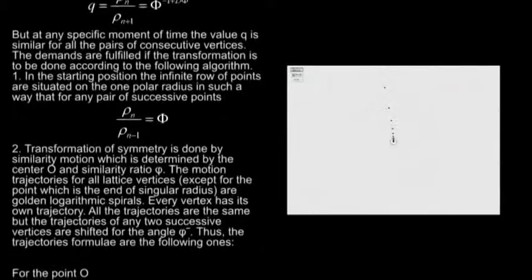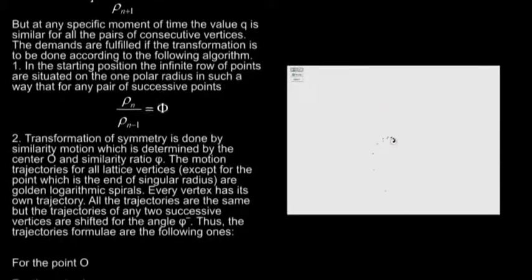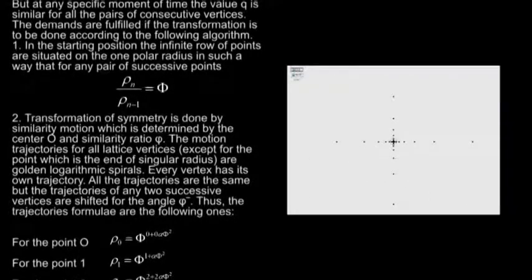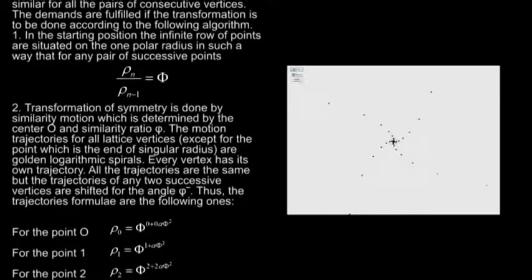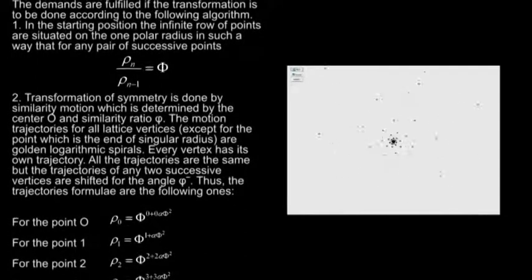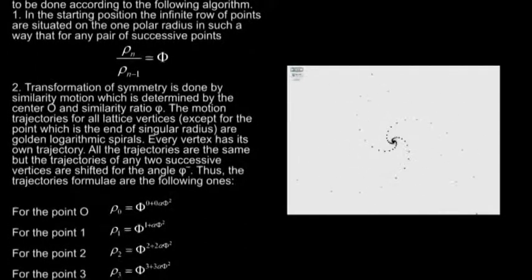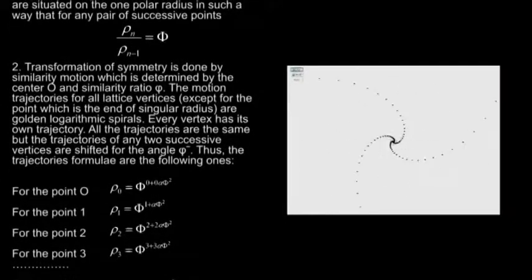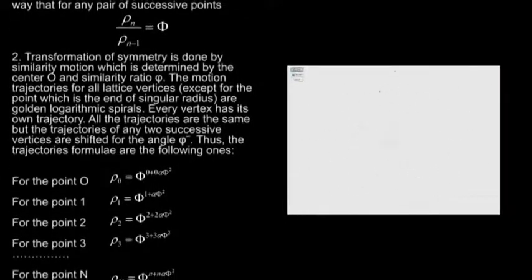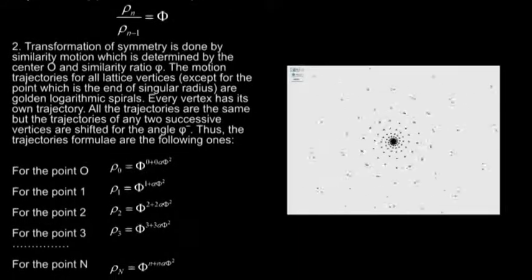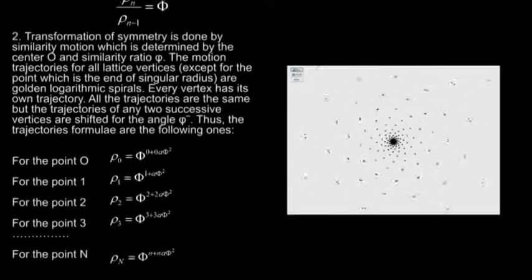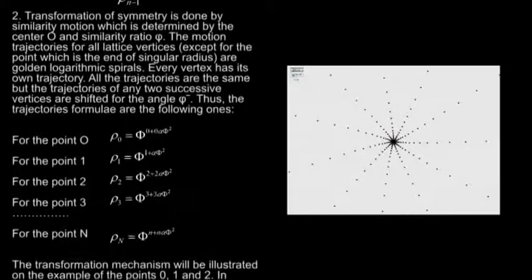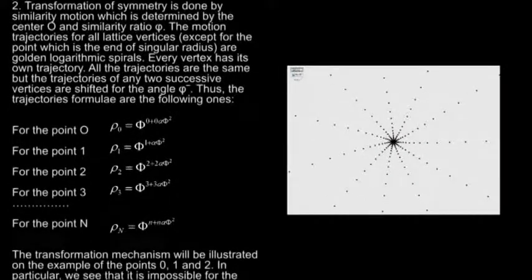The demands are fulfilled if the transformation is done according to the following algorithm. In the starting position, the infinite row of points is situated on one polar radius in such a way that for a pair of successive points, the correlation of polar radii is equal to the golden section. Transformation of symmetry is done by similar motion which is determined by the center O and similarity ratio phi.